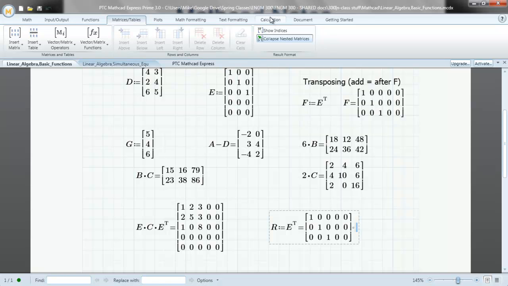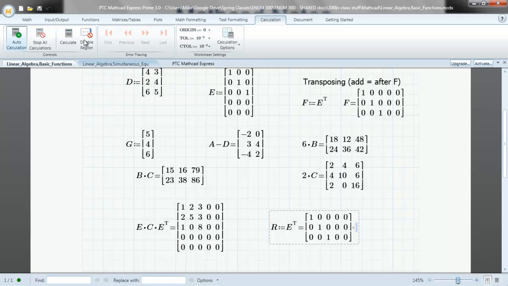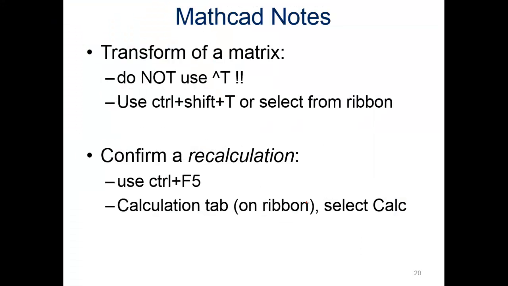You can also go to the calculation tab here at the top, and click calculate. But again, you see how this is already selected, so it's auto calculating. As soon as you do a calculation, it should update everything. But if you feel like it's not, then Control F5 or come to the ribbon here and do that.